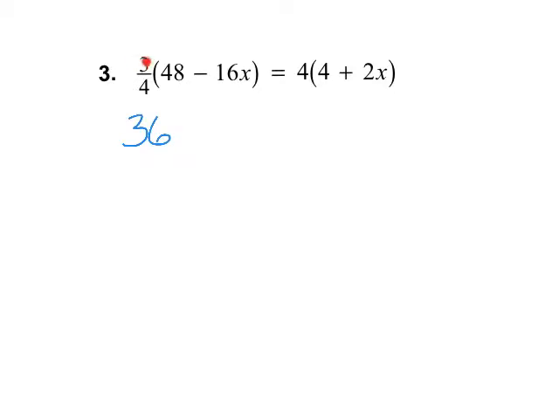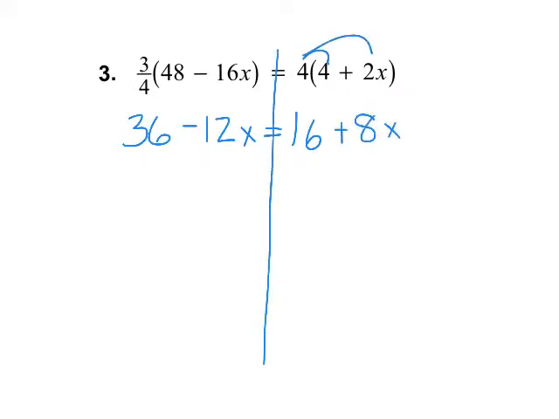Now let's do the same thing with the 16. 3 times negative 16 would be negative 48, right? And then divide by 4 would be negative 12. So minus 12x equals, and then the other side should be cake, right? 4 times 4 is 16. 4 times 2x is plus 8x. So I've distributed. Is there any other same side simplify I can do? No. There are no like terms I can combine that are on the same side of the equal sign, right?